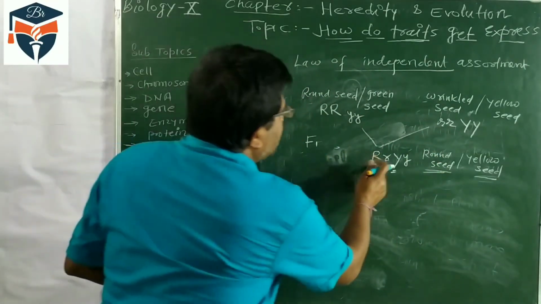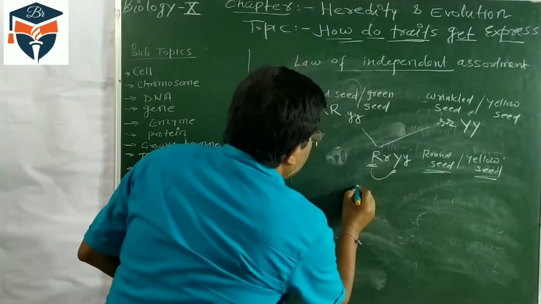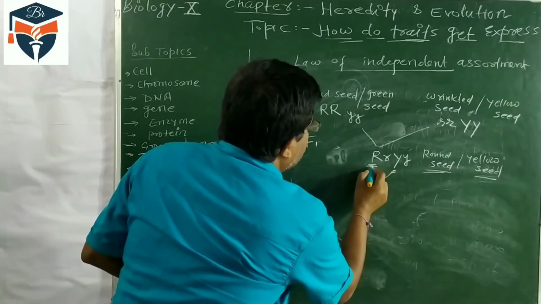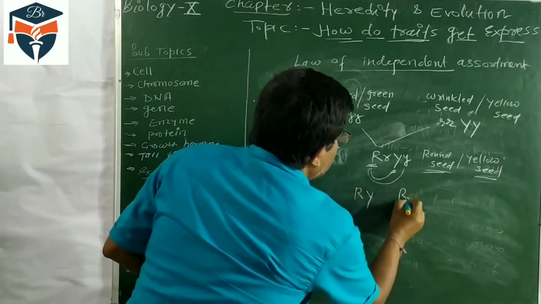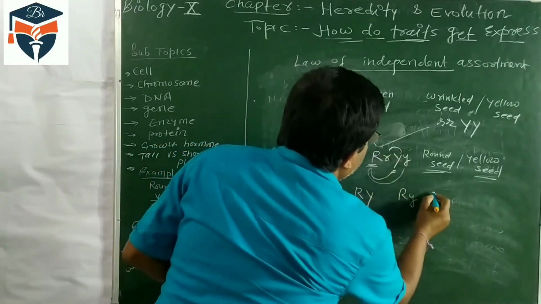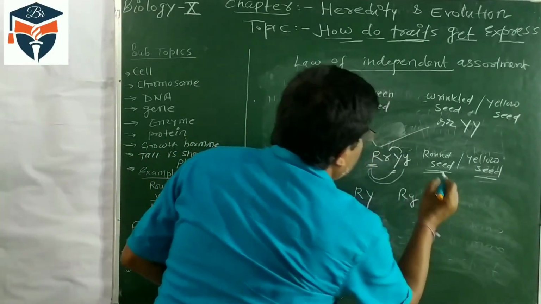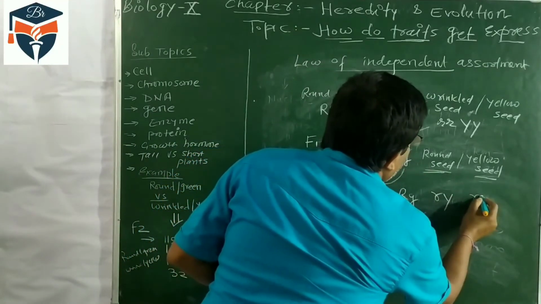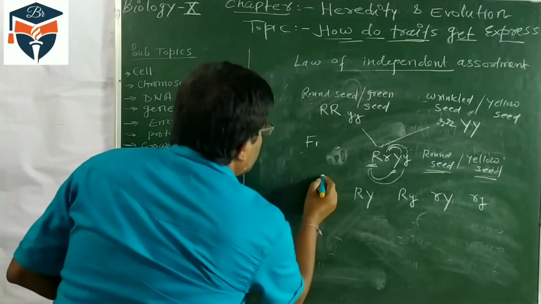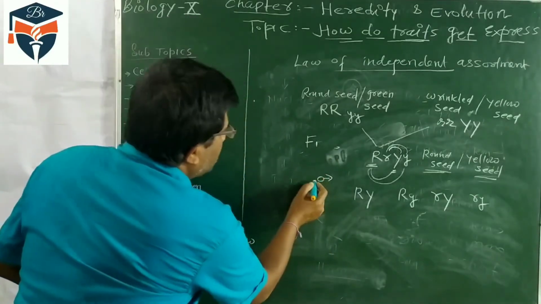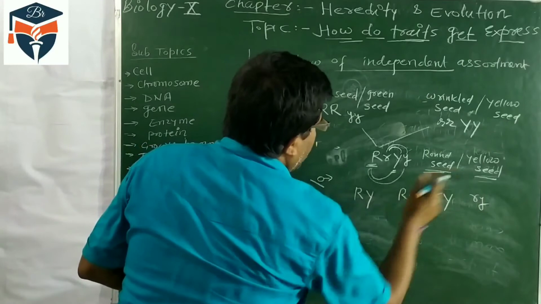Now, the alleles are formed: capital R, capital Y, one allele. The second allele will be capital R, small y. The third allele is this one, small r, capital Y. And the last allele is small r and small y. So these are the gametes of the male plant.